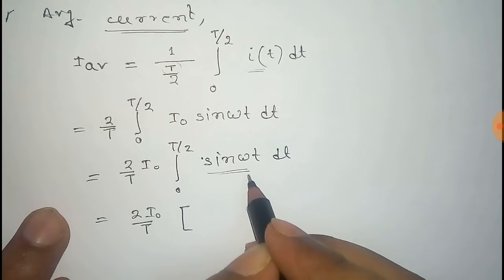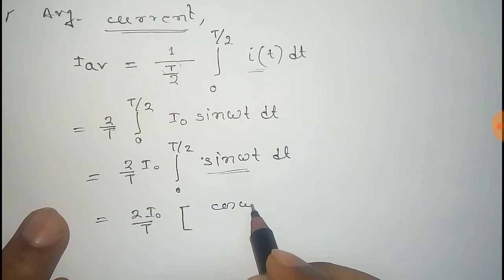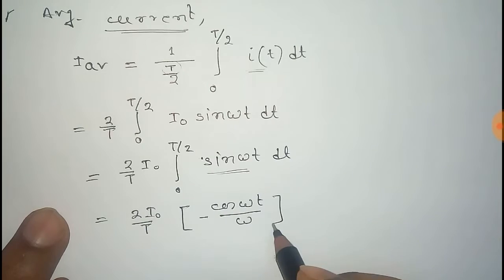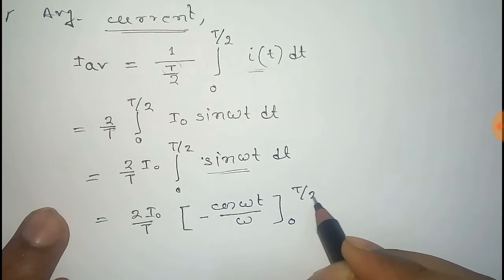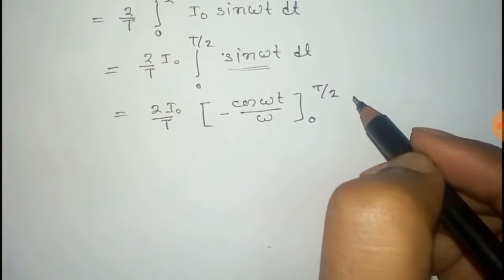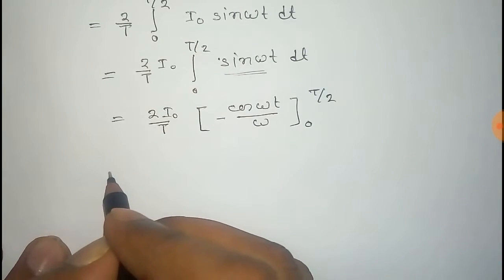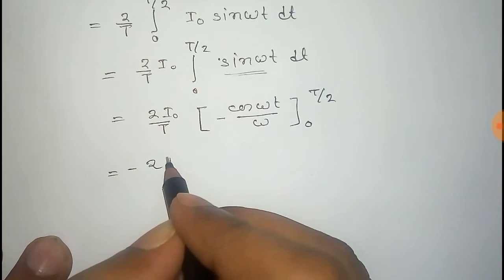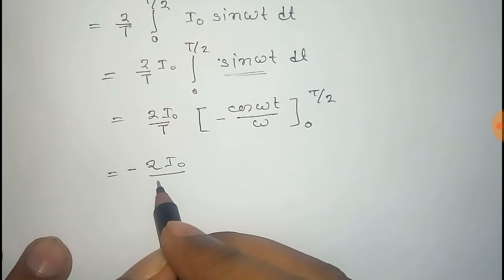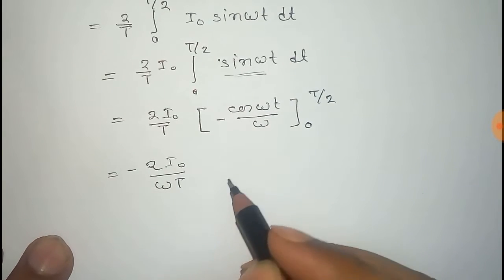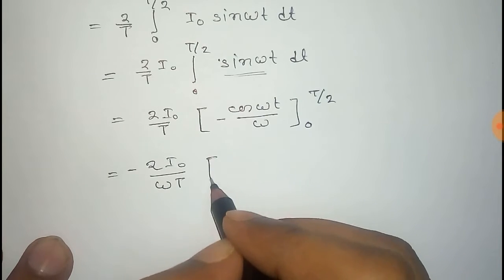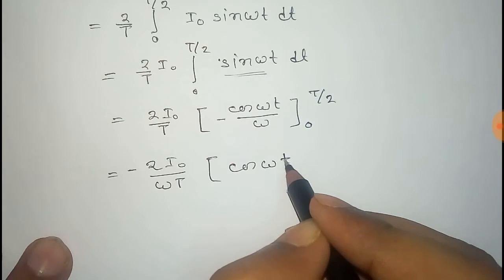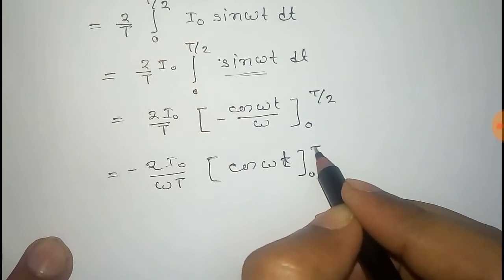and the integration of sin omega t is given by minus cos omega t by omega with the limit 0 to T by 2. Now that's equal to 2. There this minus sign comes out, and this omega comes out, so it will be omega T, and the remaining part cos omega t with the limit 0 to T by 2.